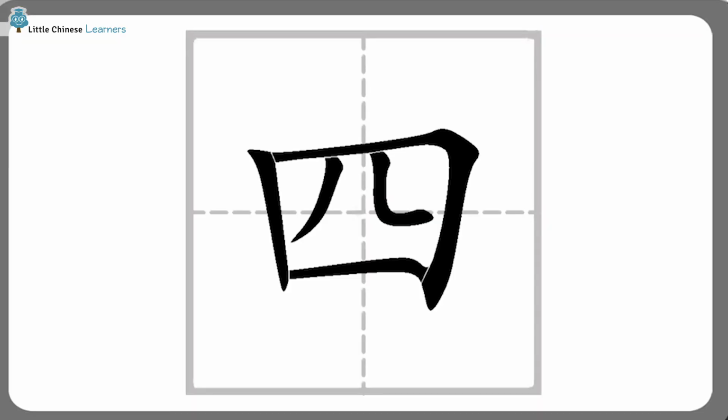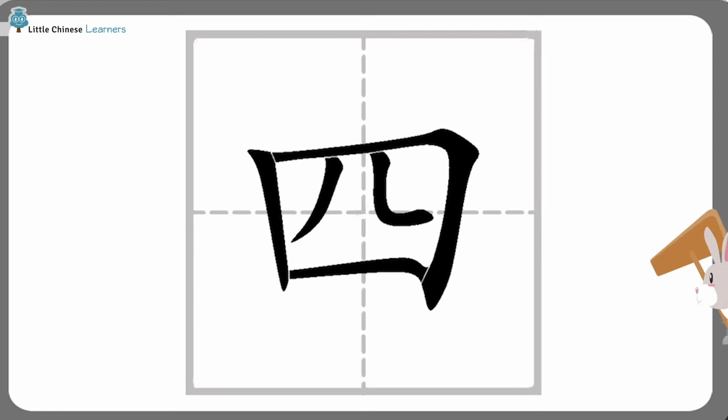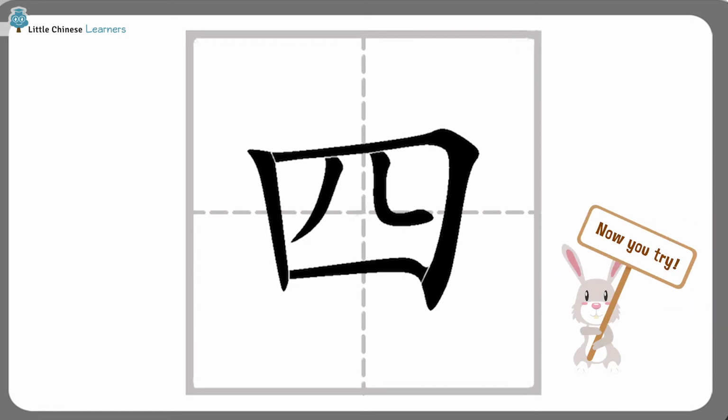To write 4, we draw the box first, but don't close it. Remember, once we close the box, we cannot add things inside. Next, we add the teeth, one on the left and another one on the right. After that, we can close the box, again with the line from left to right, 左到右. Now you try it.